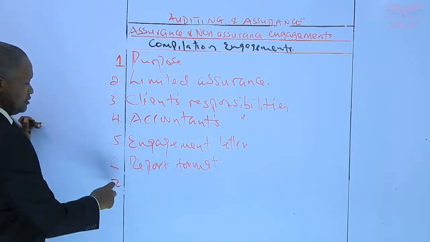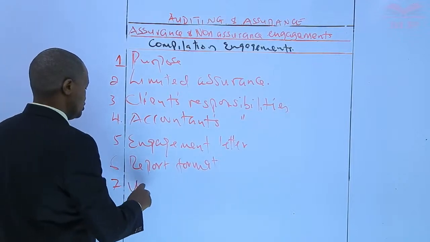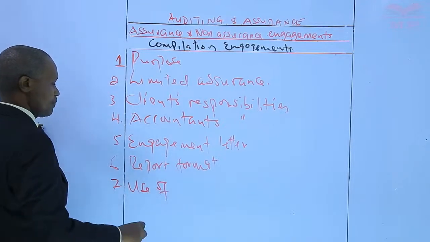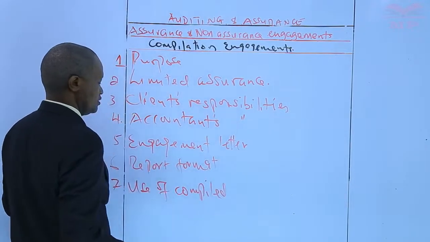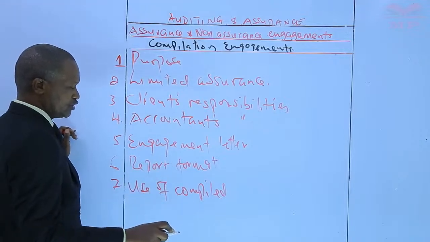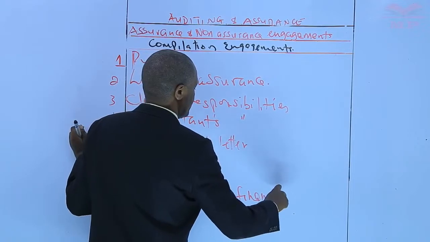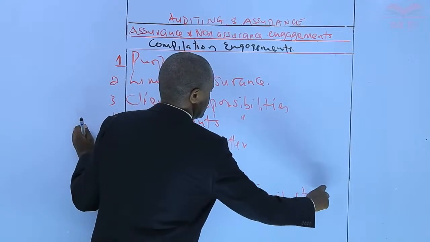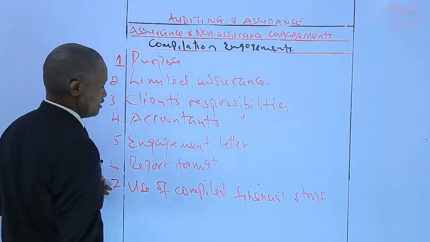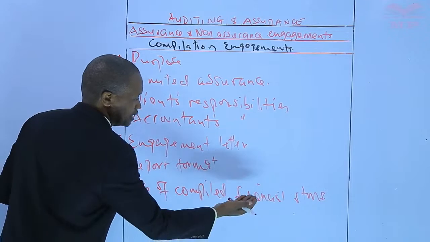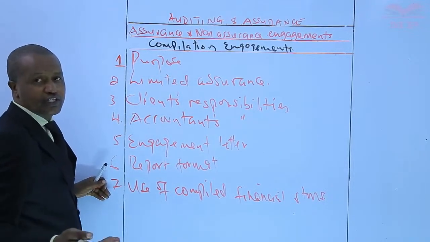Lastly, having the report, what will be the use of the compiled financial statements? Because a report is just a report, but it accompanies the financial statements. The purpose is to come up with the financial statements. So how are these financial statements used? The use of financial statements.